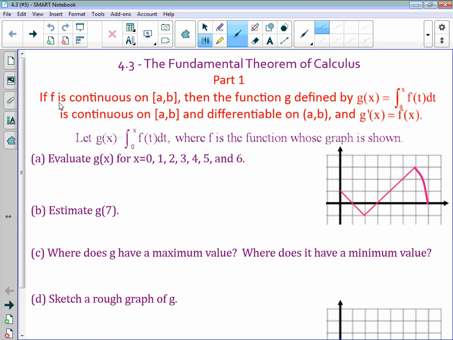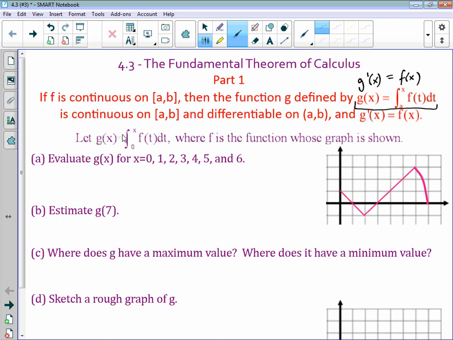So here it says, if f is continuous on a to b, then the function g, defined by this, is continuous on a to b and differentiable. So what this is saying here is if I start with this, and if I take the derivative of this side, I'm going to end up getting rid of the integral here, because when I take the derivative, isn't that the same as taking the antiderivative and the derivative? This would just cancel out, so we'd just be left with f of x. So if you're given something like this, you should be able to write this statement here.